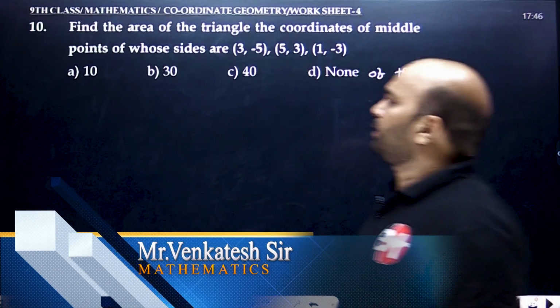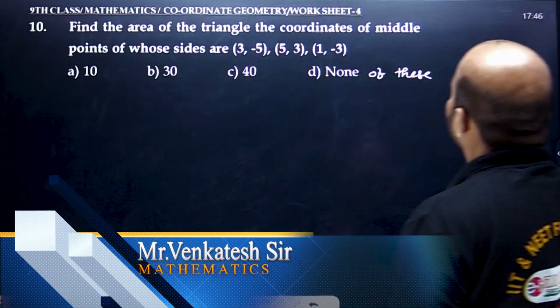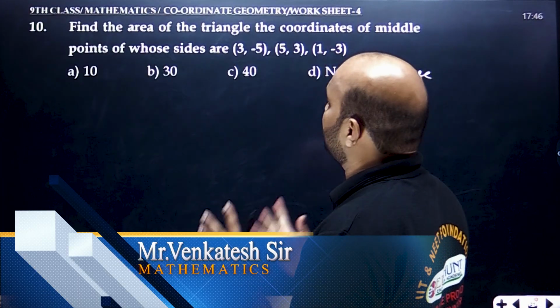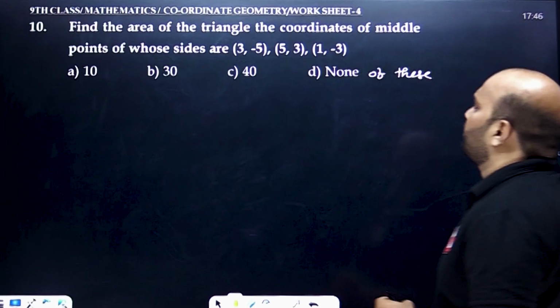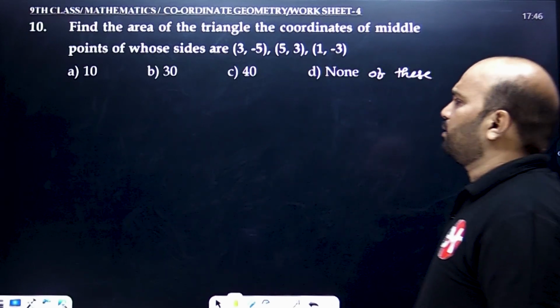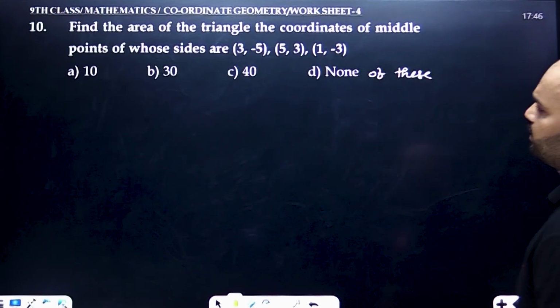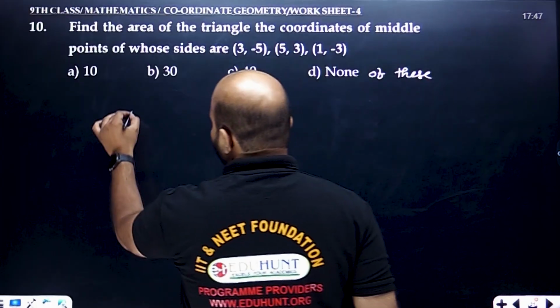So let's go to question number 10. Find the area of the triangle. The coordinates of the midpoints of the sides are (3, -5), (5, 3), (1, -3). Option A 10, option B 30, option C 40, option D none of these. So clearly we need to identify that.